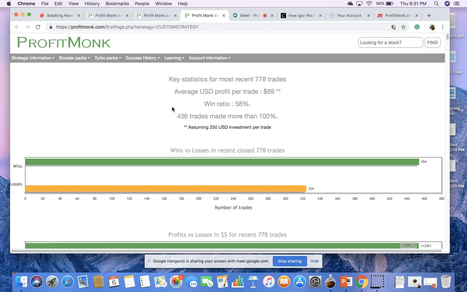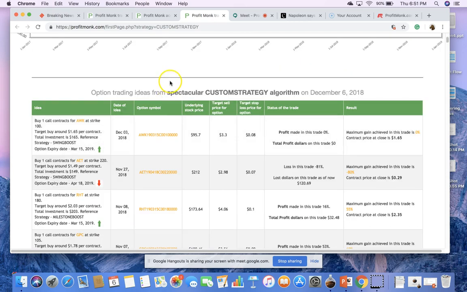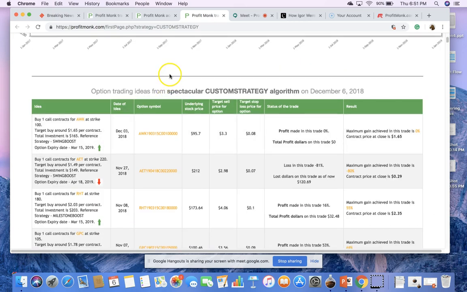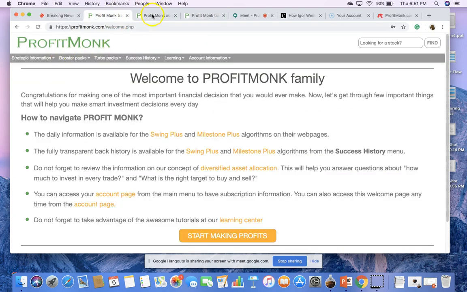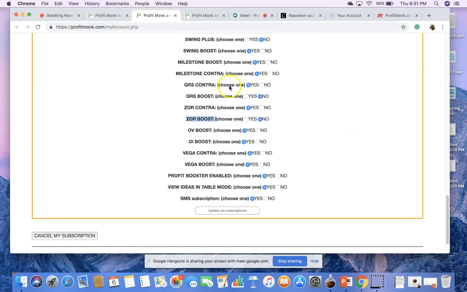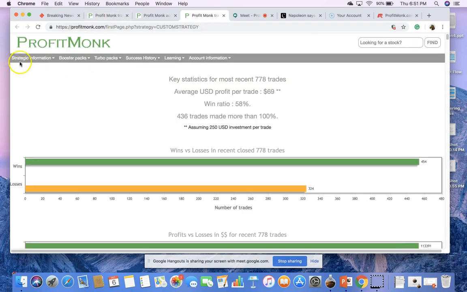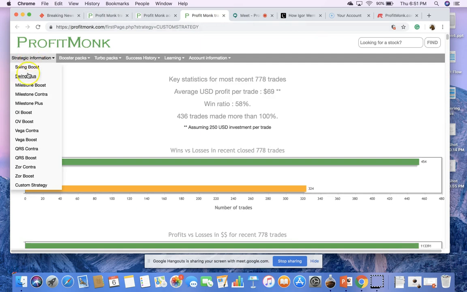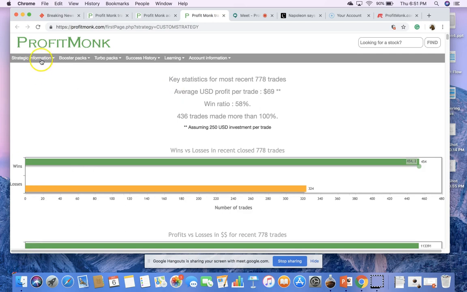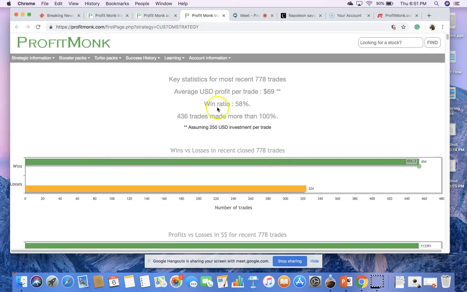So where do you see the trades? Do I have to go to each swing boost, each one of them, or do I go to the custom strategy? So in this case, if you have made your account settings look like this, where you have done yes and no's, and if you go back to the first tab, strategic information, and click custom strategy, then you will see all those trades that you have selected for in the account settings.